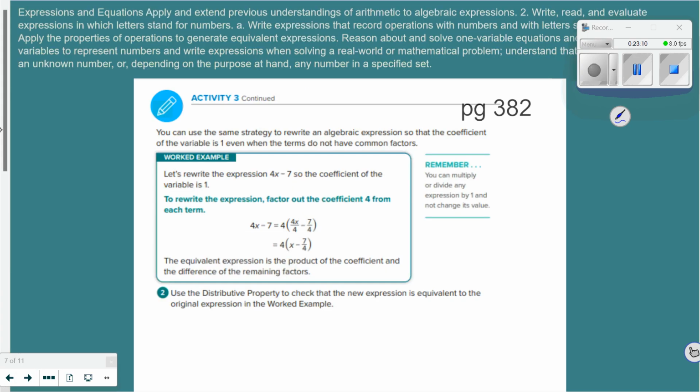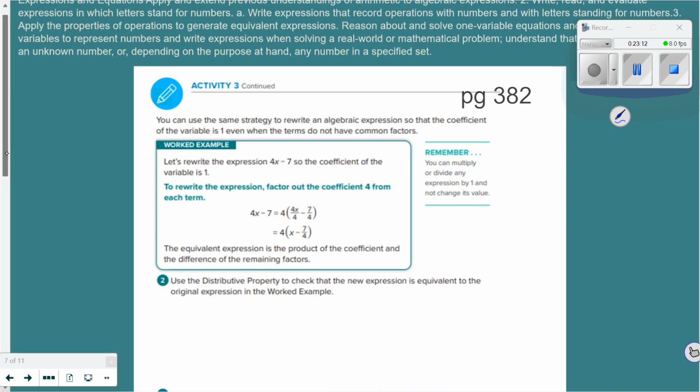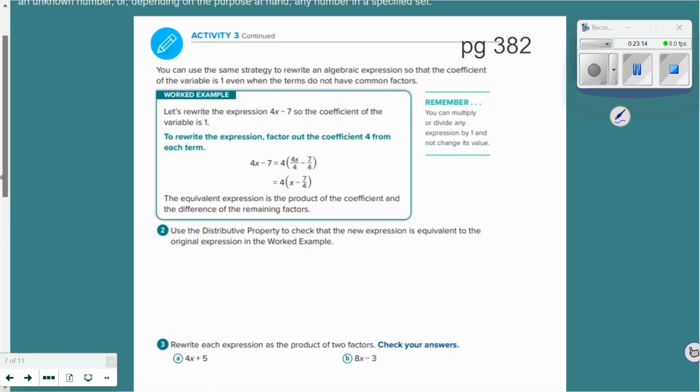Okay. So here's why I said I wanted to do this, guys. So far we've been working where everything worked out real well. We had common factors in both terms, but it doesn't have to be. In this example, if I have 4x minus 7, is 4 a common factor for both of the numbers? No. Does that change anything? No, it doesn't change it.